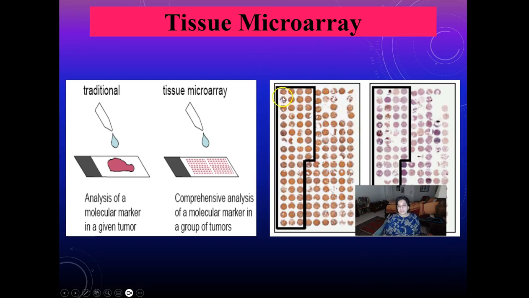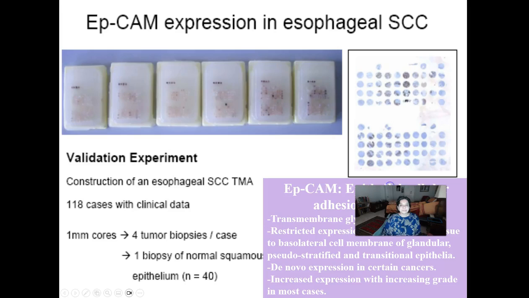And what we do is basically we take tiny cores from various tissues, and we place them on the slide. We embed them within wax to create a little block with lots and lots of tissues from lots and lots of sources represented. We section them and we stain them at the same time with different antibodies or different things, and then we can compare the expression pattern within them.